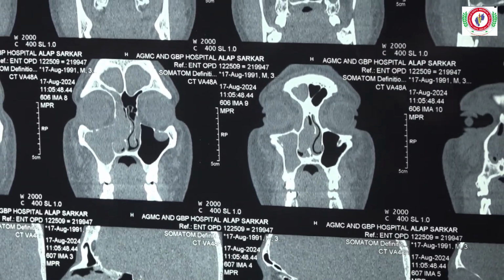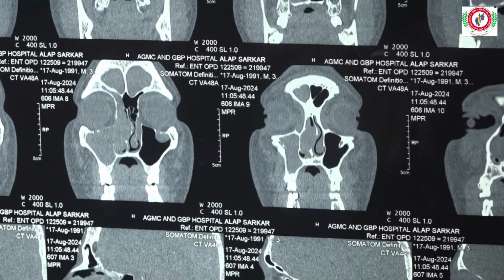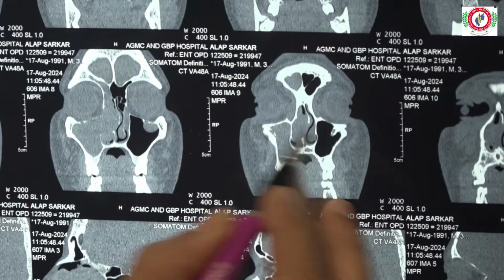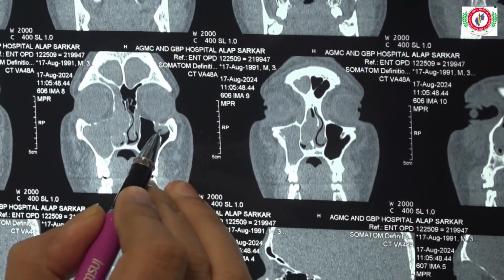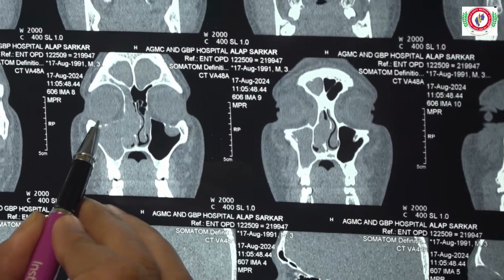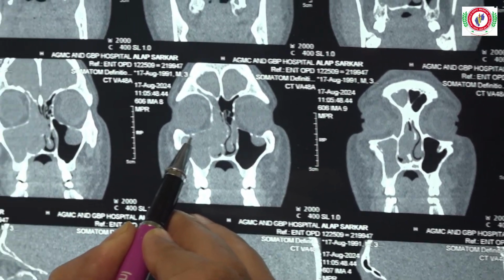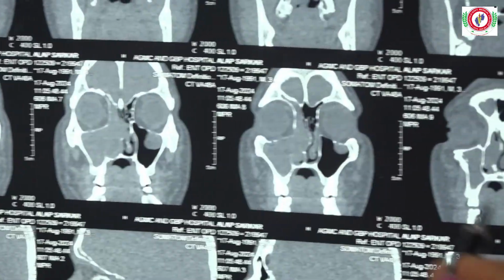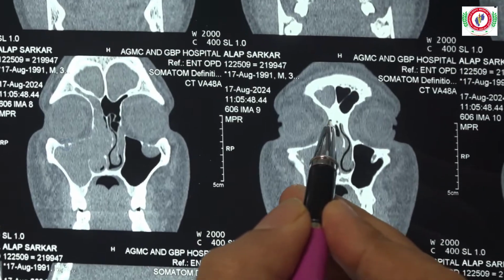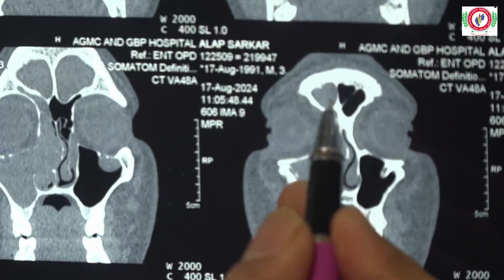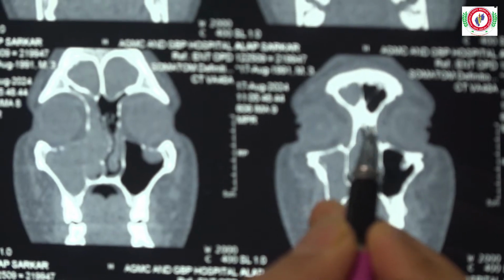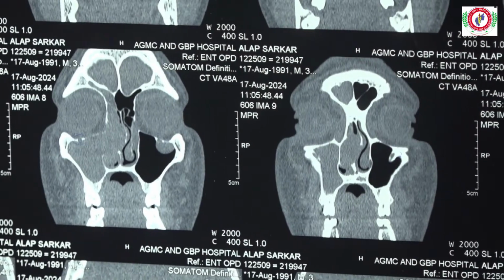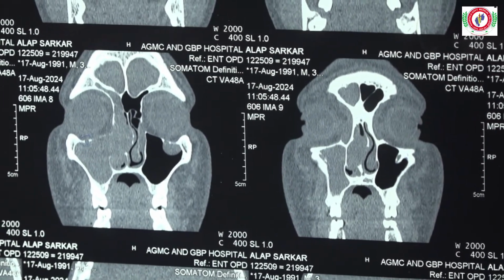This is the infraorbital nerve. We saw yesterday that the infraorbital nerve runs in the floor of the orbit and runs posteriorly, then goes into the pterygopalatine fossa, and then it runs into the foramen rotundum along the floor of the cavernous sinus. So this is your infraorbital nerve. Again, this is your infraorbital nerve on the left side. This is your infraorbital nerve on the right side. Can you see this structure? Yes, that's the infraorbital nerve on the right side.